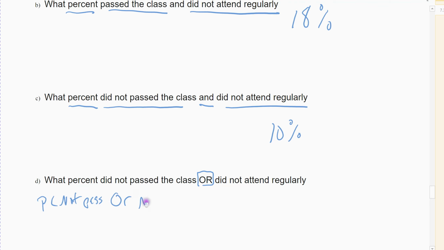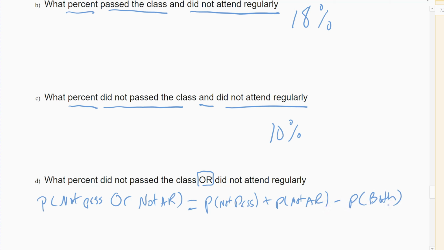Or they did not attend regularly, which if we're setting up the formula, would be the probability they did not pass, plus the probability they did not attend regularly, minus the probability of both those things, right, which would be this 10%. Not attending regularly and not passing the class. And so you could use the formula, or you could figure it out without the formula.